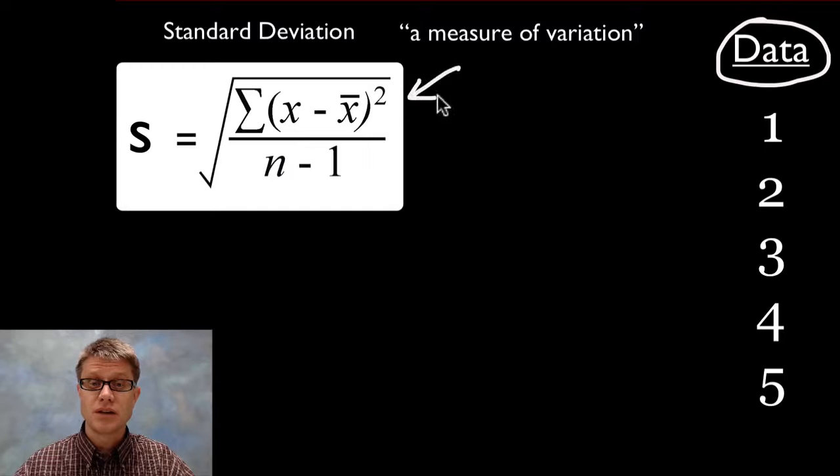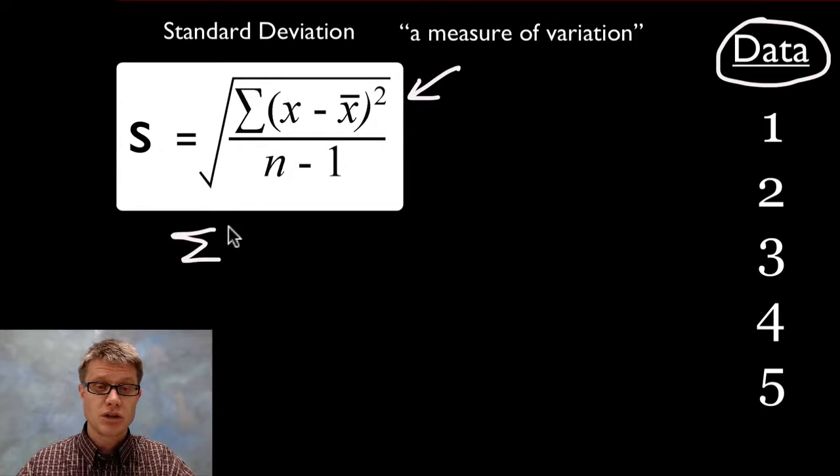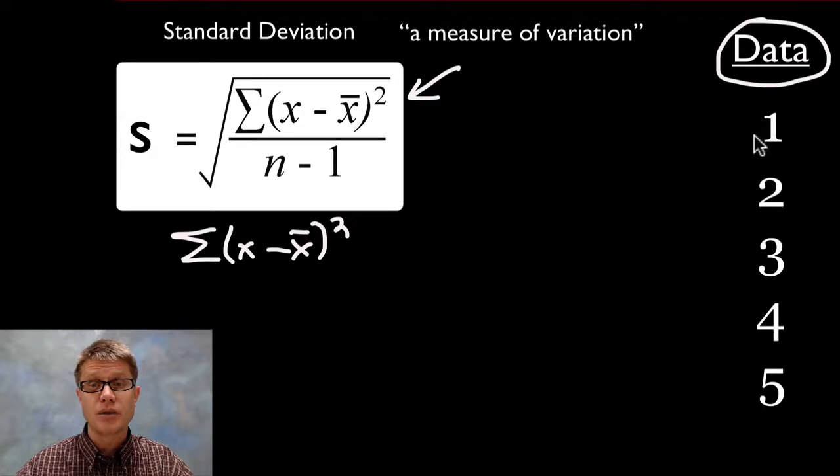And so let's go to the scariest part to begin with. So let's look at what's going on right here underneath that square root. And so what this is, the summation of (x minus x bar) squared, basically means for each of these data points that I have, we're going to have to figure out what's right here: x minus x bar. And so the first thing we have to do is figure out what the average is. We have to figure out what x bar is.